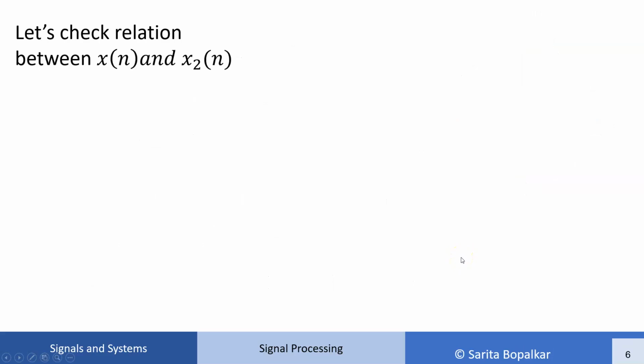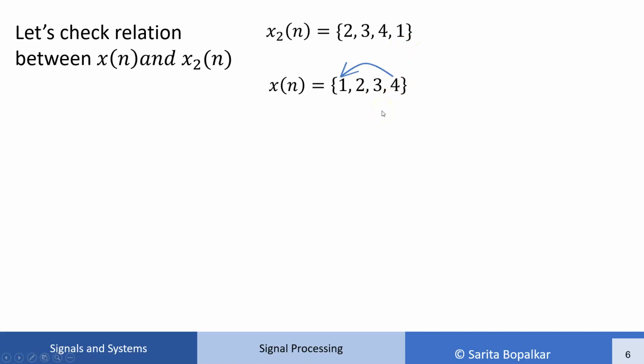Same way, x2 of n we have to find. So find the relation between x2 of n and x of n. X of n is this one. Check, the samples are the same, just in a shifted version. So first we add one shift, x of n minus 1. It is 4, 1, 2, 3, shifted in an anti-clockwise direction by 1 unit.